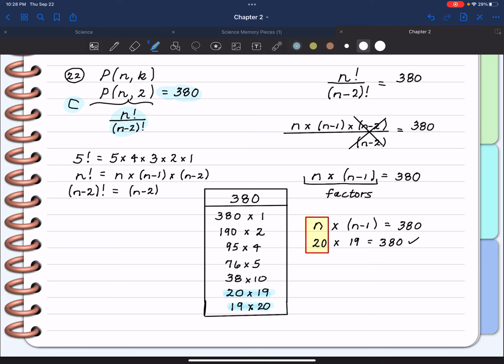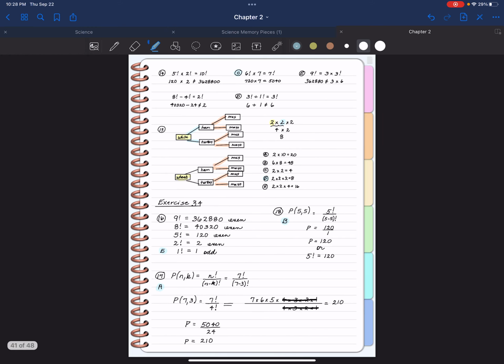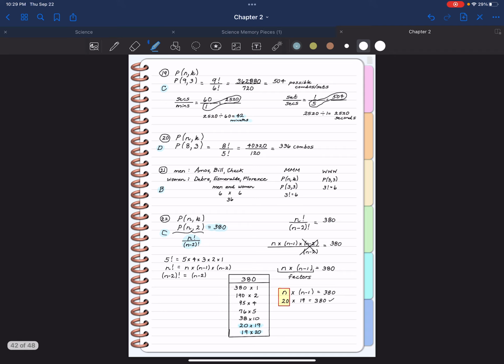So while I'm here, let me just check what I've got. This is on page 34. We're starting with number 16. All right. Number 16 is E as in echo. Number 17, A as in alpha. 18, B as in Bravo. 19 is C as in Charlie. 20 is D as in Delta. 21 is B as in Bravo. And then here comes the beast. Number 22 is C as in Charlie.